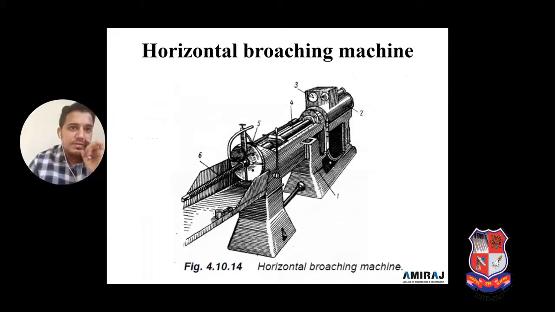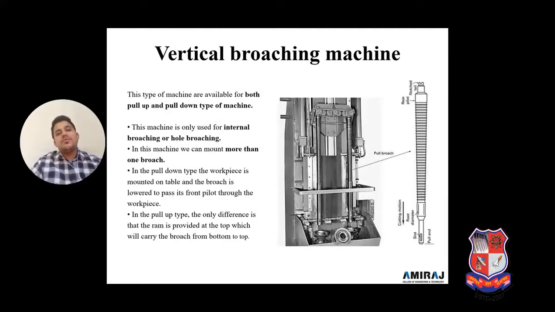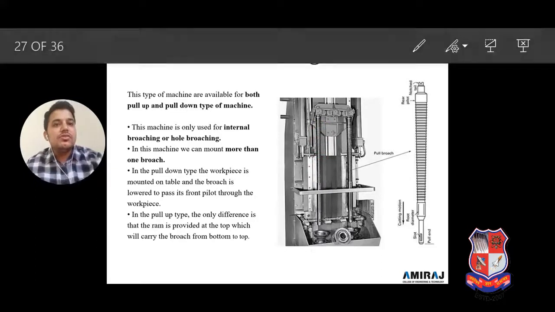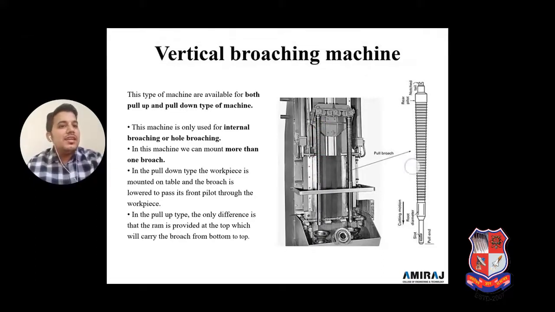Okay, so this is a very unique operation machine for broaching. Next, horizontal broaching machine, you can observe this is the schematic diagram. Next one, vertical broaching machine. Basically the vertical broaching machine is considered in the pull type. So here we are considering both pull up and pull down type machines. Pull up means we have to pull upside, or we can pull downside. This machine is used only for internal broaching as well as hole broaching. We already learned the internal broaching: square type, rectangle type, notch type, keyway type. So all that kind of operation we can perform in the vertical broaching machine.